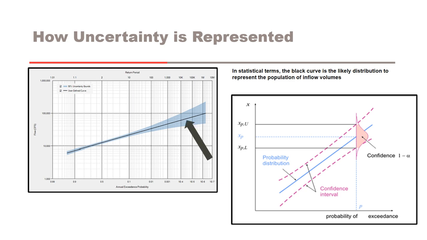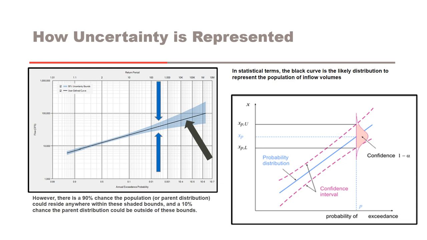For example, the flow frequency curves we use in RFA display a user input curve, the black curve, and confidence interval, shaded in blue. In statistical terms, we think the black user input curve is the likely distribution to represent the population of inflow volumes. However, there is a 90% chance the population, or parent distribution, could truly reside anywhere within these shaded bounds, and a 10% chance the parent distribution could be outside of these bounds.